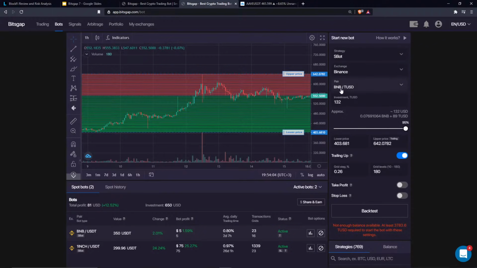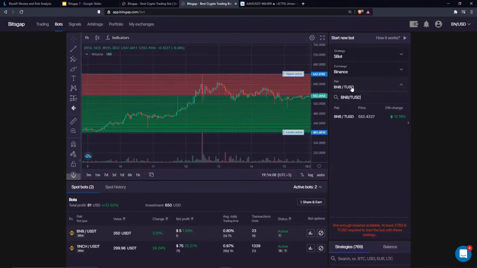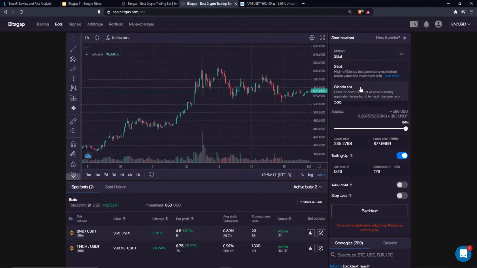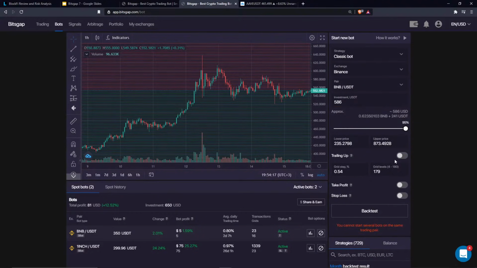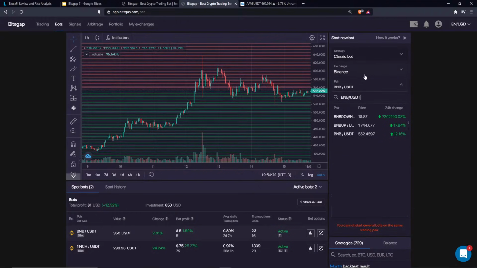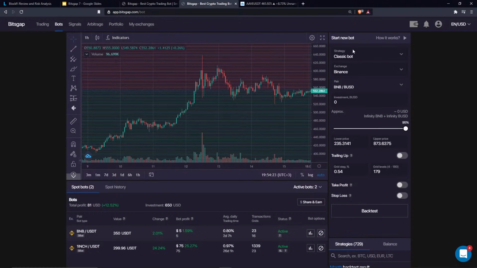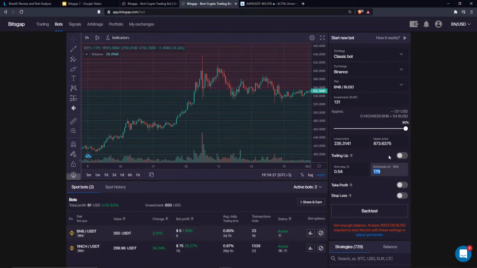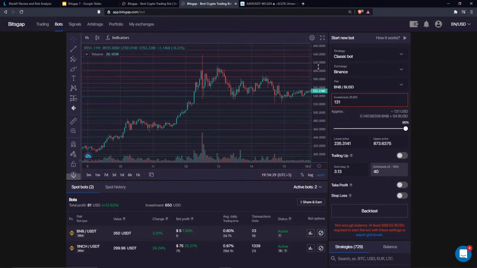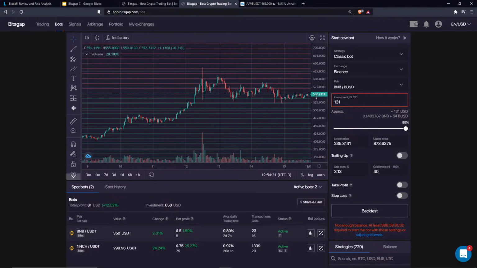Like let's say on BNB trading to TUSD, you can launch the SBot. On BNB trading to USDT, you then launch the classic bot. Okay, and then you can launch another classic bot, but on BUSD this time. But this time, this classic bot is gonna have, let's say, only 40 grid levels. So, and that's the way you use this trick, by trading to multiple stable coins.